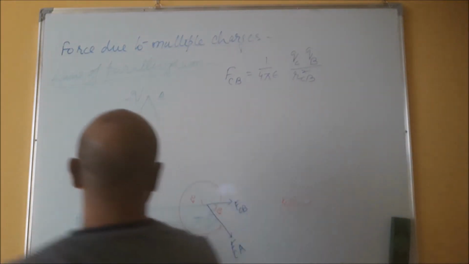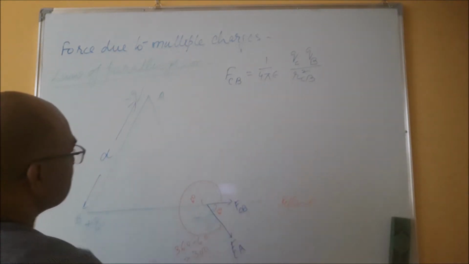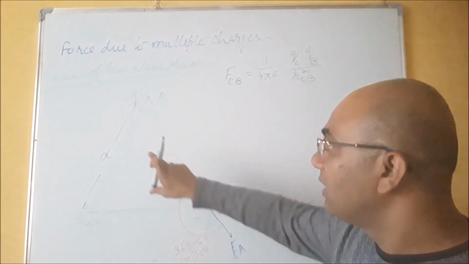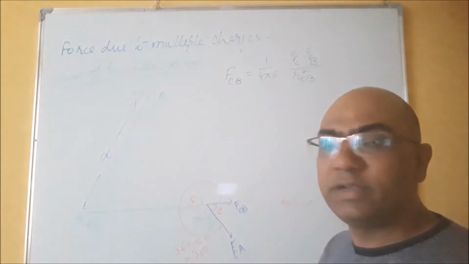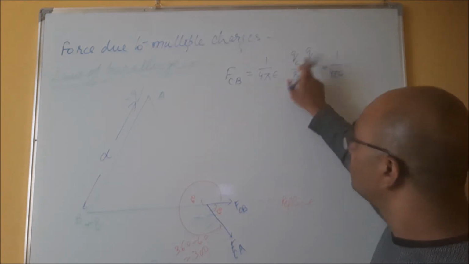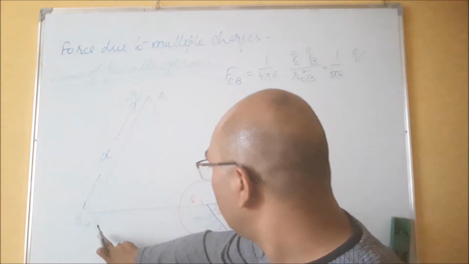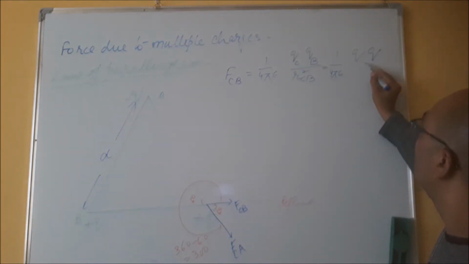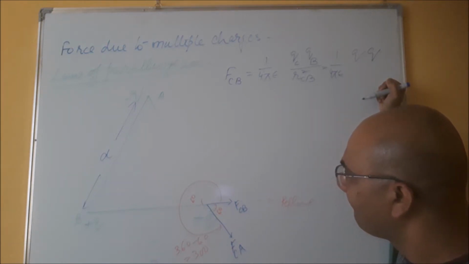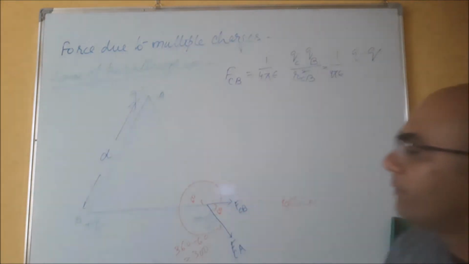Since this is an equilateral triangle, all the three sides will be the same. So I am taking the length of the side as D. If this is D, naturally this will be D, and this also will be D. So when you solve this, 1 upon 4 pi epsilon QC, the value of QC is Q, the value of QB is Q, right? Suppose this is also plus Q.